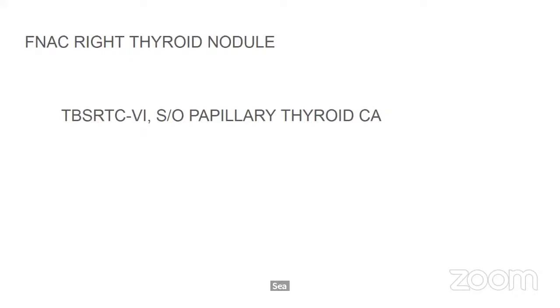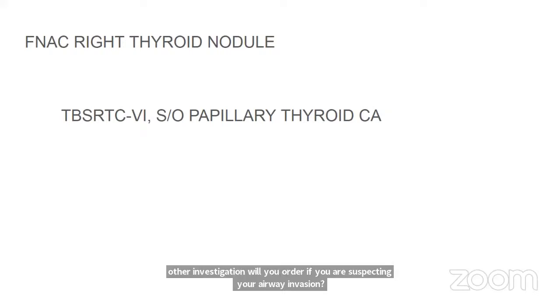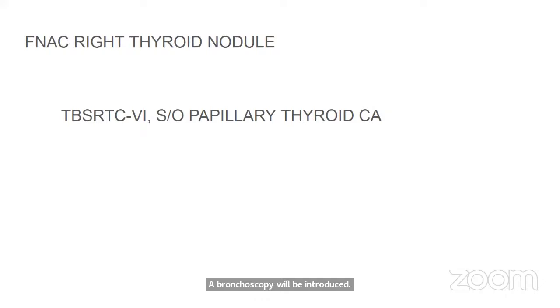What other investigation will you order if you are suspecting airway invasion? A bronchoscopy we need to do, sir, for assessment of the lesion, how much the trachea is involved. If tracheal invasion is there, how much? So what will you look for in bronchoscopy? The Shin grading, sir.